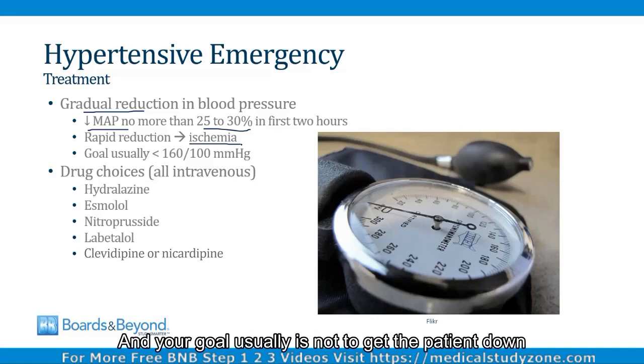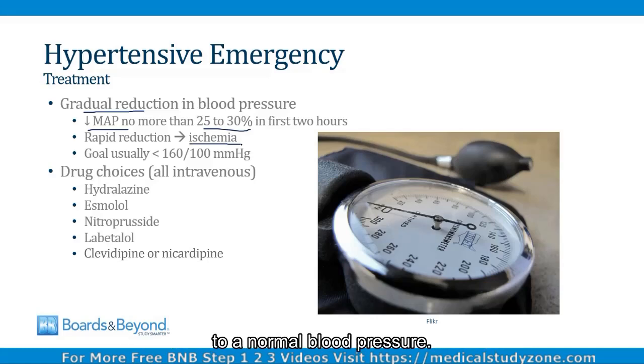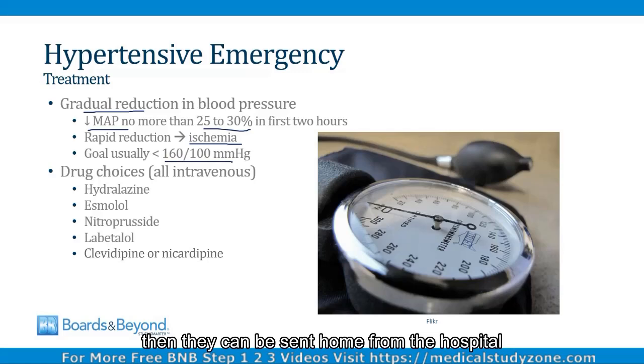And your goal usually is not to get the patient down to a normal blood pressure. The goal is to get them down to a pressure under about 160 over 100. Then they can be sent home from the hospital, and you can work on improving their blood pressure with oral drugs over time. The drugs that can be used for treatment of hypertensive urgency are shown on this slide.